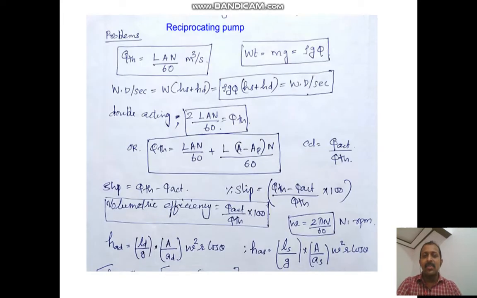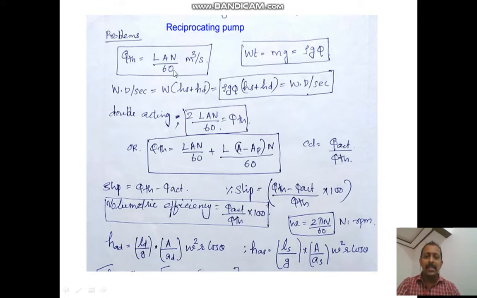Let us start with the equations used in this module or related to the reciprocating pump. We can find the Q theoretical discharge by the equation LAN by 60 meter cube per second, where L is the length of stroke, N is the speed of crank in RPM, rotation per minute. Since it is RPM, we divide by 60 to get per second. And A is the area of piston or area of cylinder.